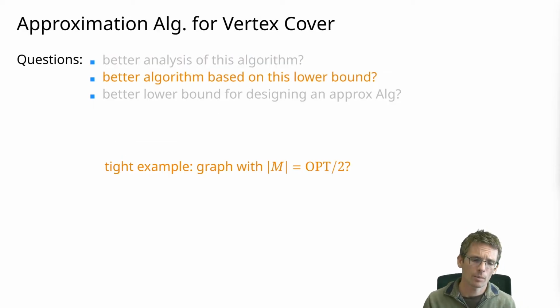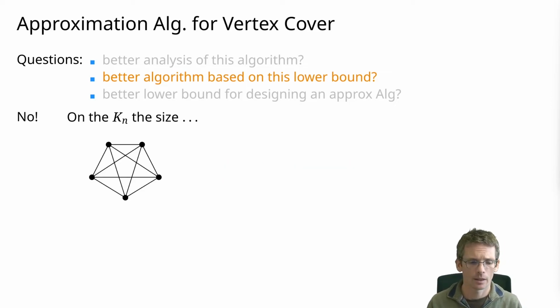Now the next question is, can we use the size of a matching to get better approximation algorithms? And for that, we want to look at the size of a maximum matching versus the optimum and how far those can be apart. But if they can be a factor 2 apart, then we also cannot hope to get anything better from this lower bound. And that is indeed the case.